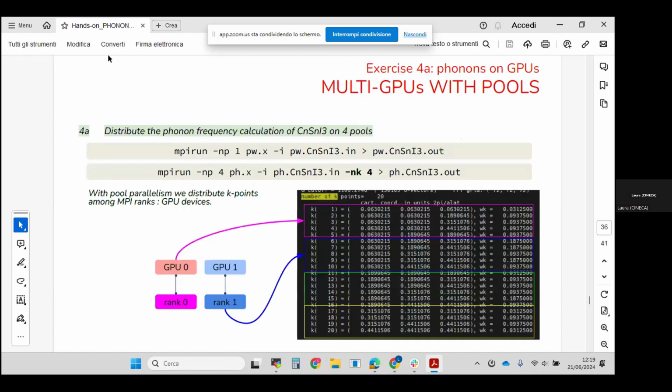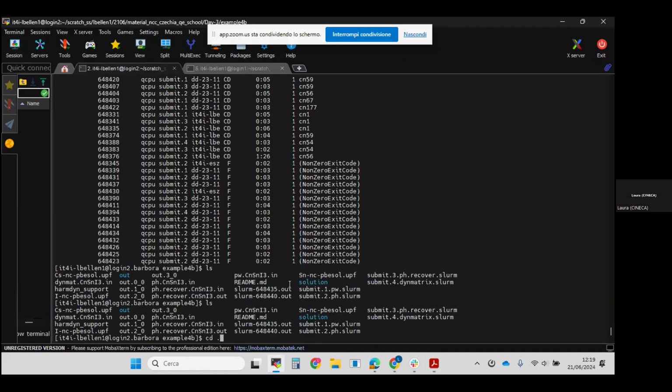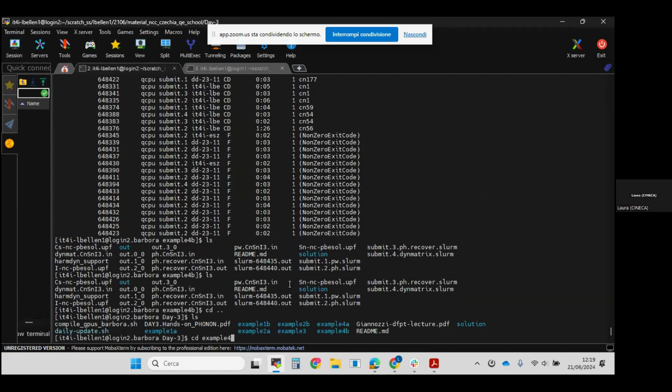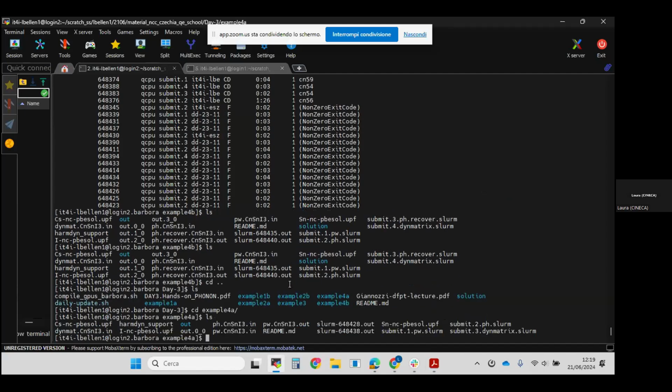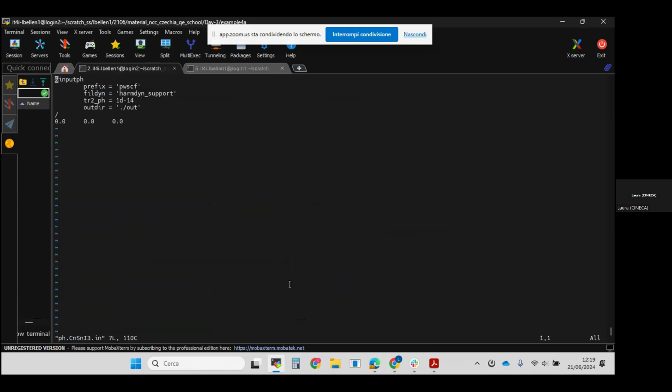But let's see in a little more detail what this distribution on GPUs does. I will show you directly from here. Inside the day3 folder, you will find the simulation of another system. The one in example 4 is a phonon frequency calculation at the gamma point. If you open the ph input, you will see that we are asking the code to compute phonon frequencies at the gamma point.